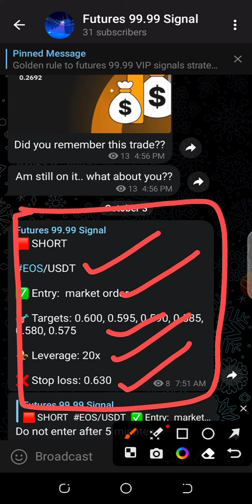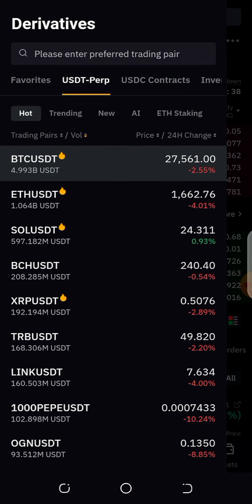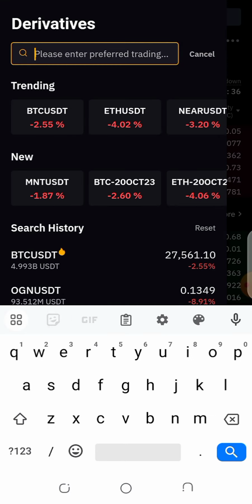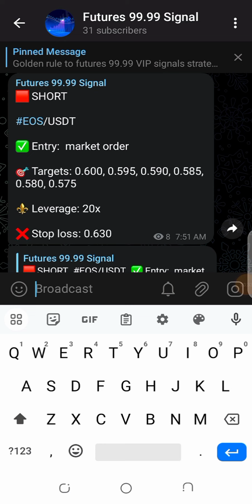Now let us queue all this into our futures account. We are talking about EOS. So when we click on this place, we select it just like I taught you guys. Now click on it, EOS. All right, so let me just pick lots of things here before I move back. It says we should put it on market order, and let me take profit 3. All right, let me use 0.590, and our leverage is 20x.